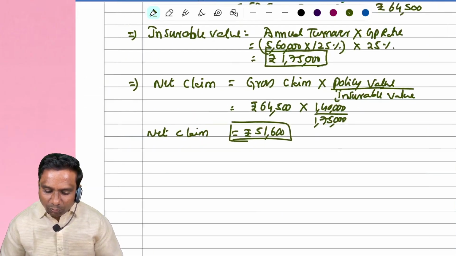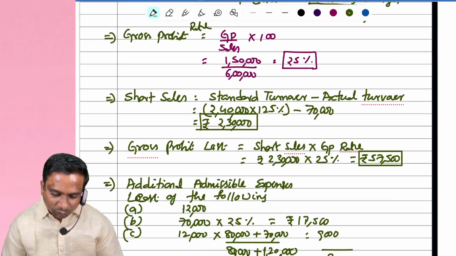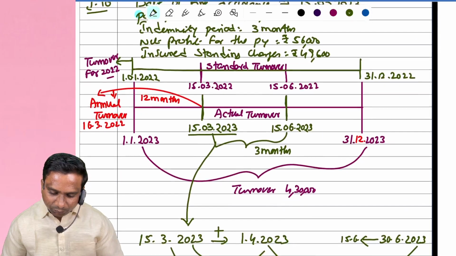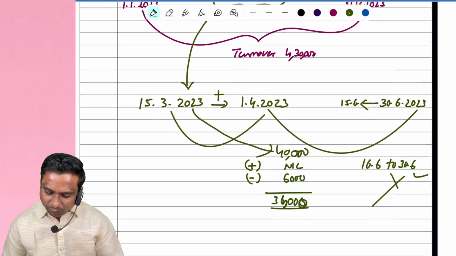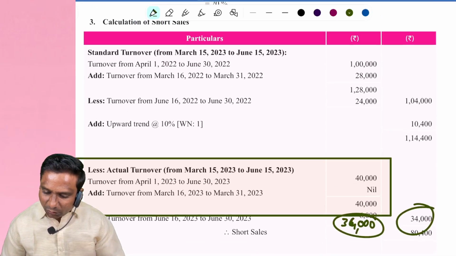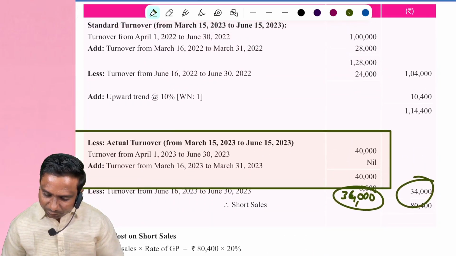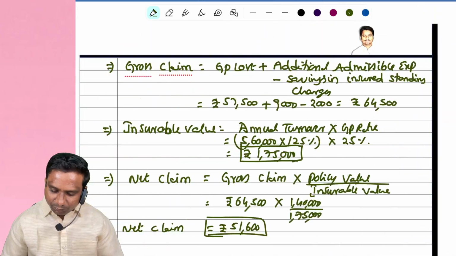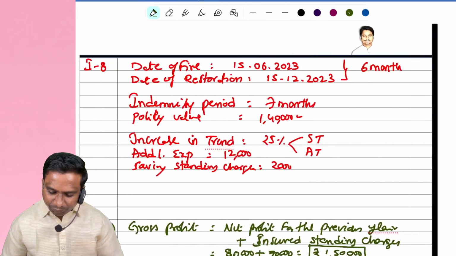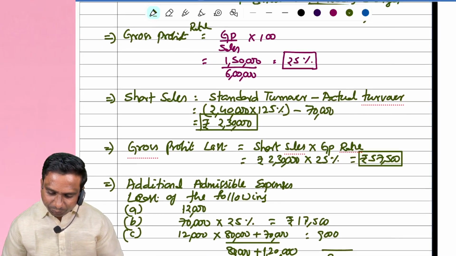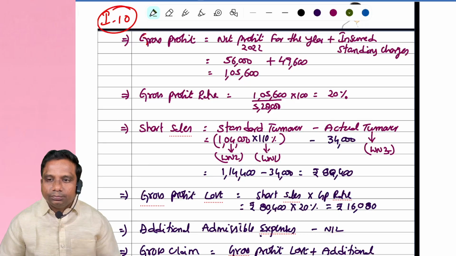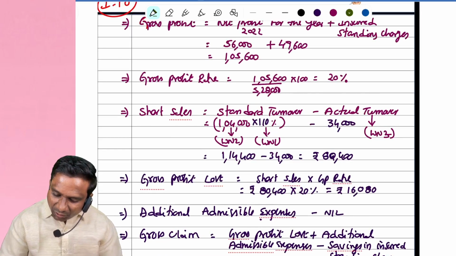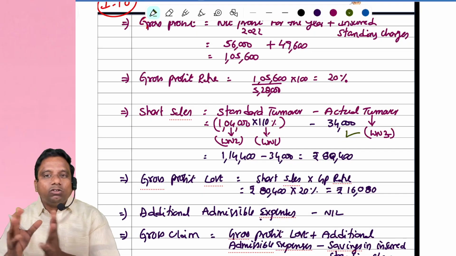So substitute this in the problem. Actual sales, sorry, actual turnover, how much? 36,000 is our actual turnover. Okay, just a minute. And how did this 70,000 come? Yeah, that is illustration 8. Now look, 34,000 is our actual turnover. This is our working note 1.